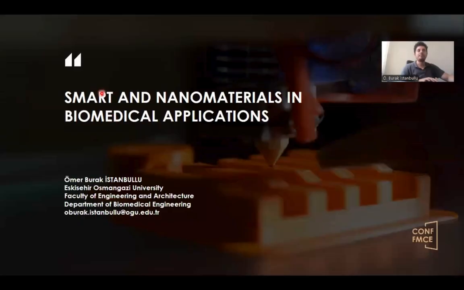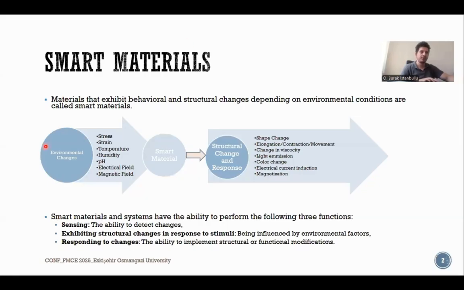Well, here we go. My presentation is going to be about smart and nanomaterials in biomedical applications. If a material undergoes structural change over time in response to variations in environmental stimuli, it is referred to as a smart material. Smart materials are expected to perform some functions, including sensing the environmental change, undergoing structural change in response to these changes, and reacting to these changes accordingly.